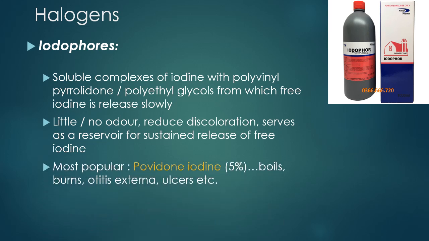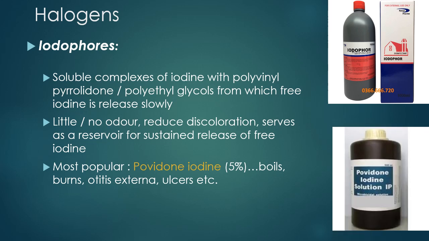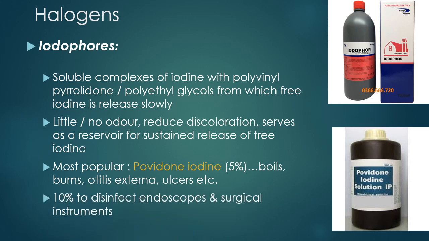The most popular iodophore is povidone iodine, which is a polyvinyl pyrrolidone complexed with iodine in higher concentration, that is about 5%. It is used on boils, burns, otitis externa, ulcer, trichomonal infection, furunculosis, tinea infection, etc. Its 10% solution is used to disinfect endoscopes and surgical instruments, and about 1% concentration is also used as mouthwash. The development of iodophores has led to a wider acceptance of iodine as a disinfectant.